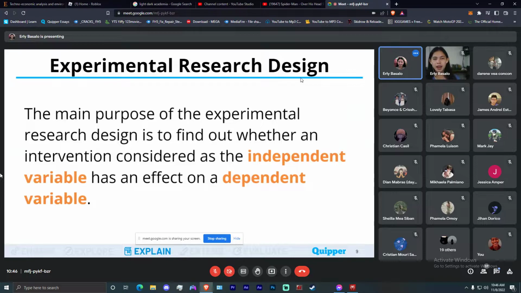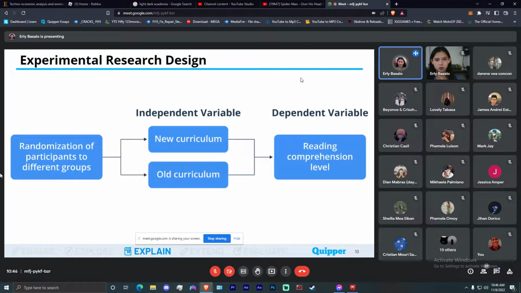Okay. Here we have the first type of research design. We have experimental. Okay, the main purpose of the experimental research design is to find out whether an intervention, considered as independent, has an effect on a dependent variable. So we have here the diagram that represents experimental research design.